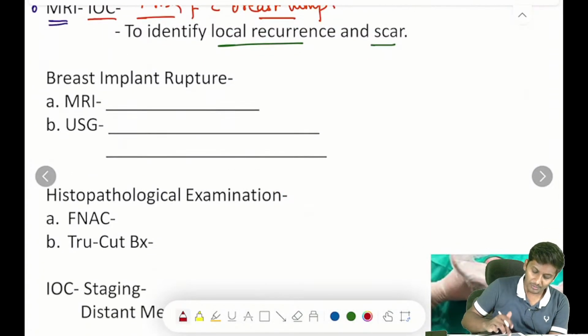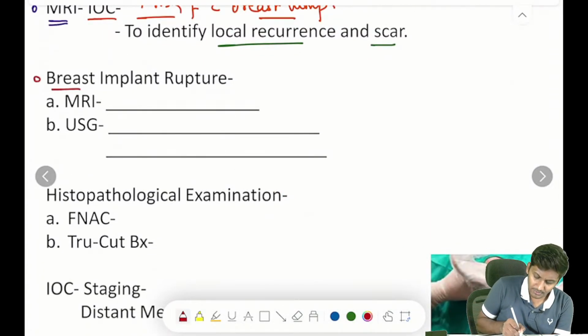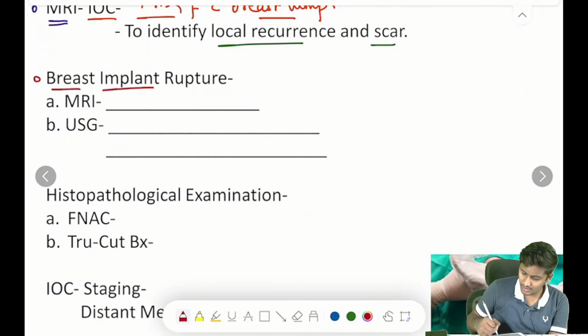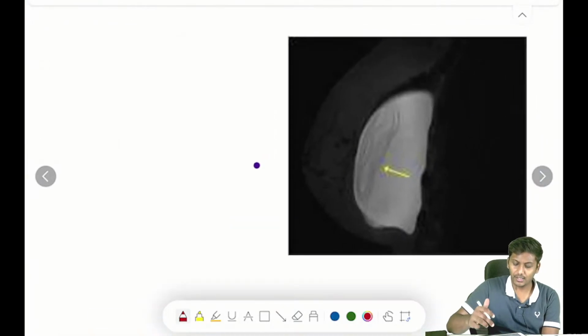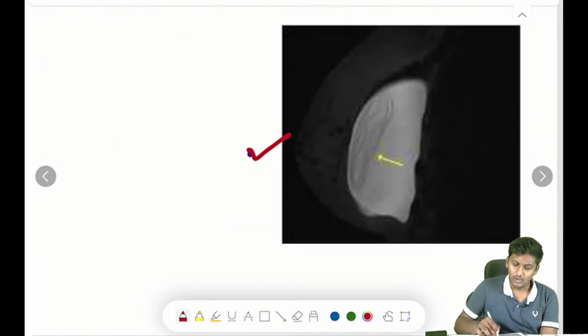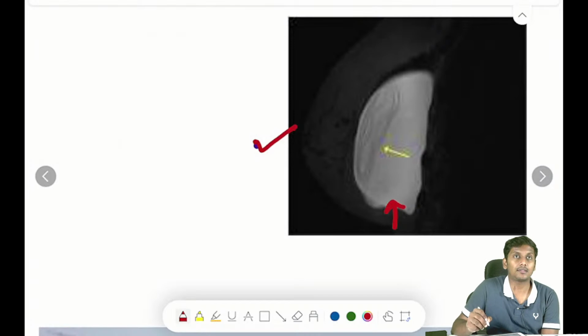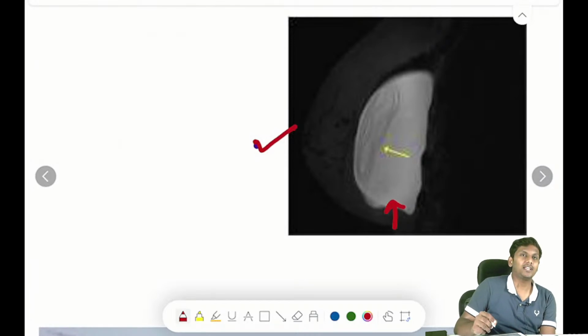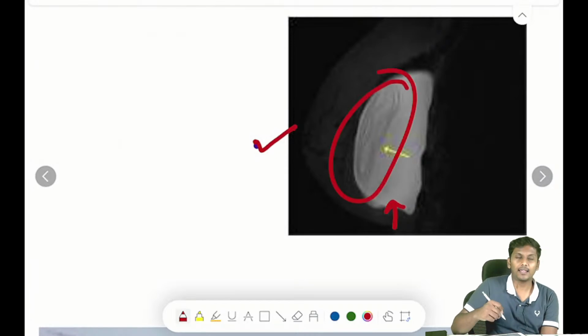Next important, if I talk about breast implant rupture, जब breast implant rupture हो जाता है, you just have to remember the name of the sign. See, this is the case of a breast implant rupture. Can you see this is the breast implant? It is a silicone gel implant, and what has happened? There is an intracapsular rupture in the patient.